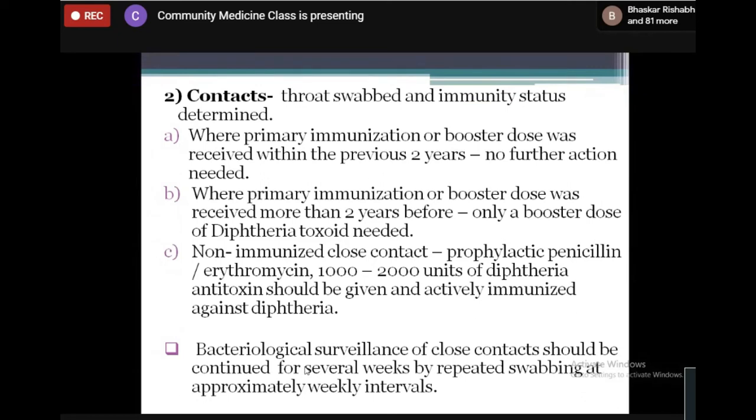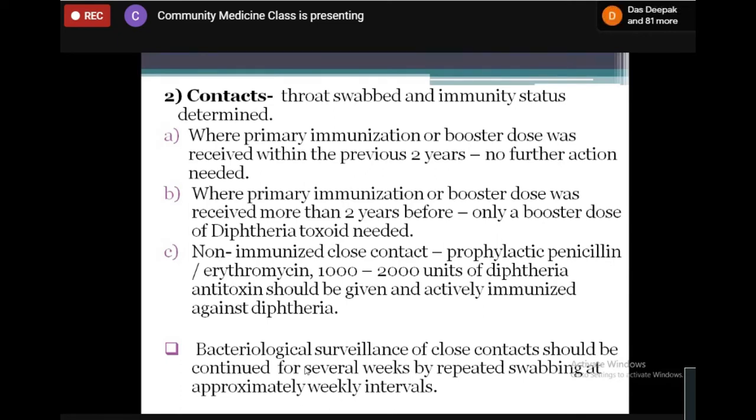And if primary immunization has been given, which is the case in our country, and if a booster dose was received within the previous 2 years, then you don't have to do anything. You don't have to worry about it. Even if the throat swab comes out to be positive, you don't have to do anything. Where primary immunization and booster dose were received more than 2 years before, then you have to give a booster dose of diphtheria toxoid vaccine. One single booster dose should be given immediately.